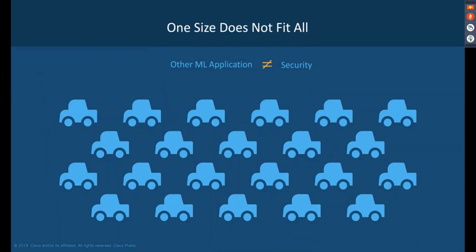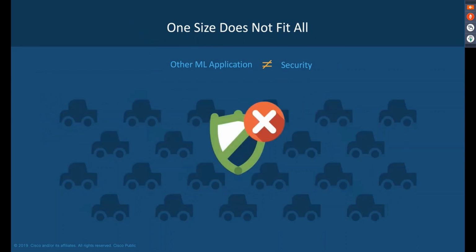The key thing about machine learning, and how we get through all of the hype, is to understand that one size does not fit all. What I'm saying there is that just because a machine learning application in one domain has worked successfully doesn't mean that same application, those same techniques, those same approaches work for security. And that's okay. This is not new to us.